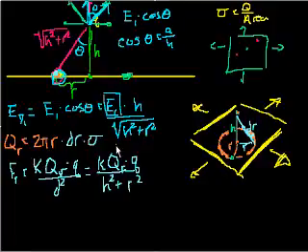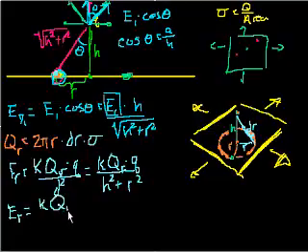And if we want to know the electric field created by that ring, the electric field is just the force per test charge. So if we divide both sides by Q, we learn that the electric field of the ring is equal to Coulomb's constant times the charge in the ring divided by h squared plus r squared.